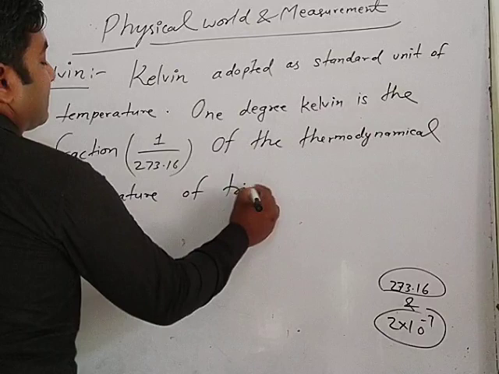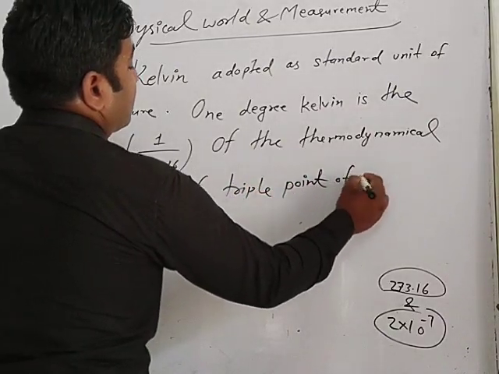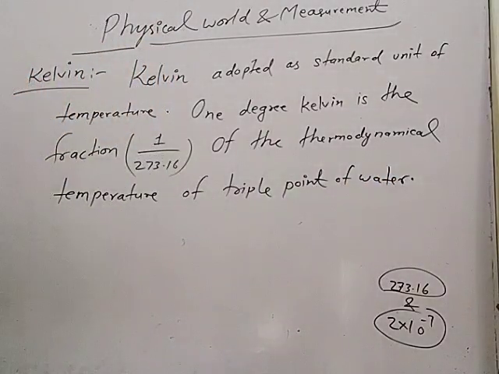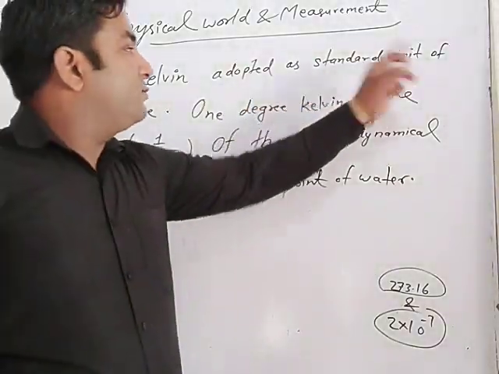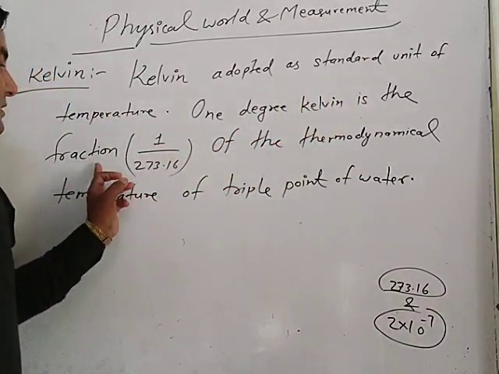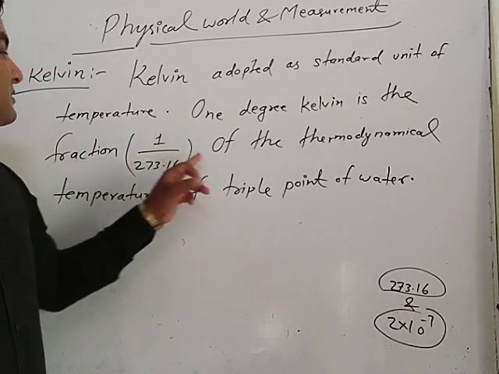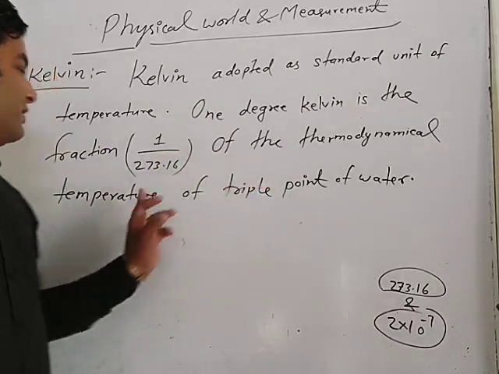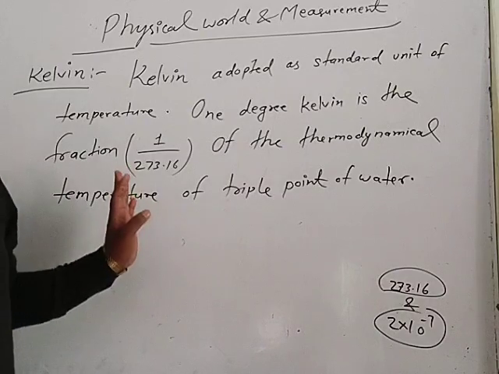of the triple point of water. This is the definition of Kelvin. Very easy definition. Kelvin is adopted as the standard unit of temperature, and 1 degree Kelvin is the fraction 1 upon 273.16 of the thermodynamical temperature of the triple point of water. Clear? Very easy definition.